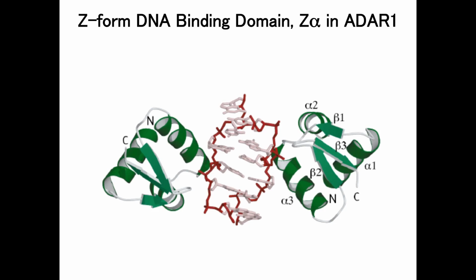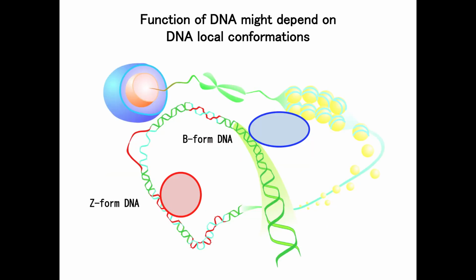It means that in our living cells, there is not only B-form DNA, but also Z-form DNA. But the most important point is that the function of such a local conformation as Z-form DNA is unknown. In the near future, we want to investigate the function of Z-form DNA.